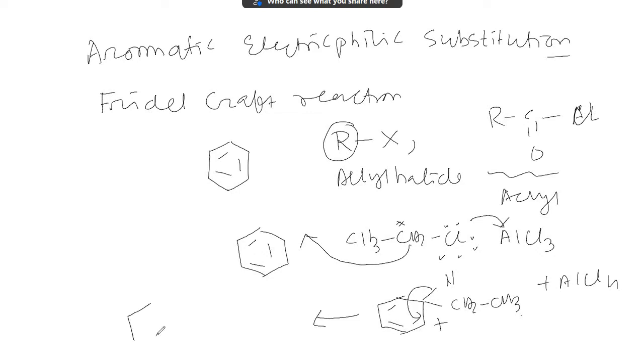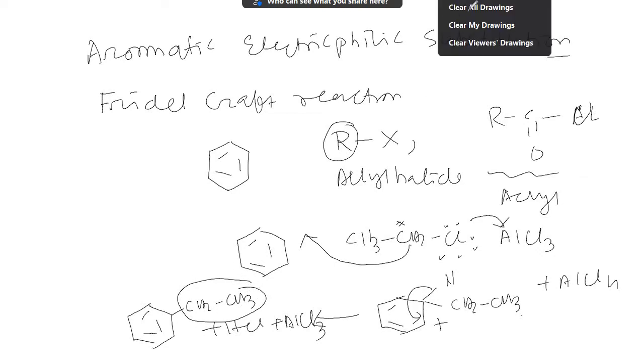And in this case what happens? We obtain CH2CH3 on benzene, plus HCl plus AlCl3. In this case, one hydrogen is replaced by an ethyl group. Now, there are some important things that take place in alkylation reaction. I am going to discuss that.